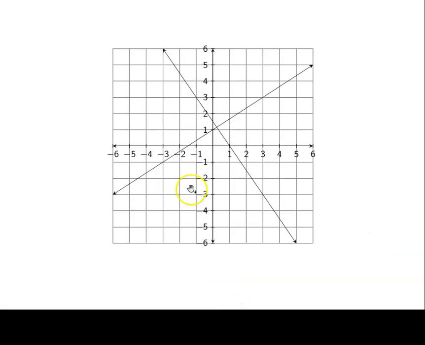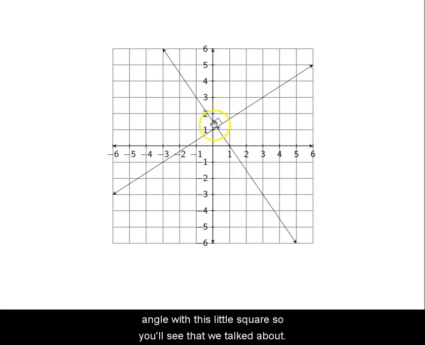So, okay, these two lines, it doesn't matter which one I call line 1 and which one I call line 2, they form a right angle. On a graph, we signify a right angle with this little square. You'll see that when we talk about trig, and if you took a geometry class before this, you also used that in geometry, right?